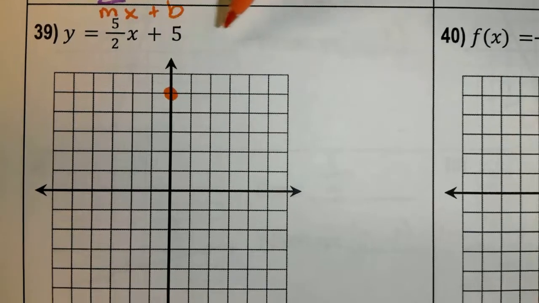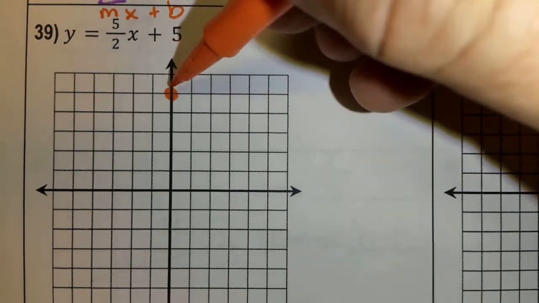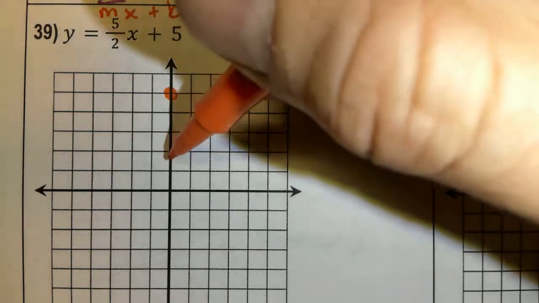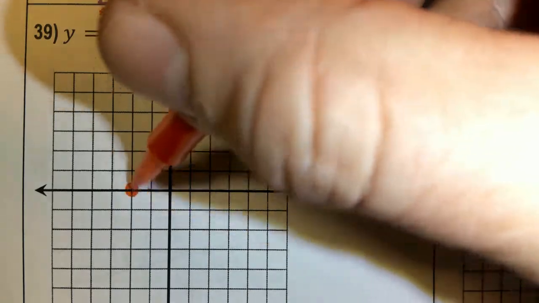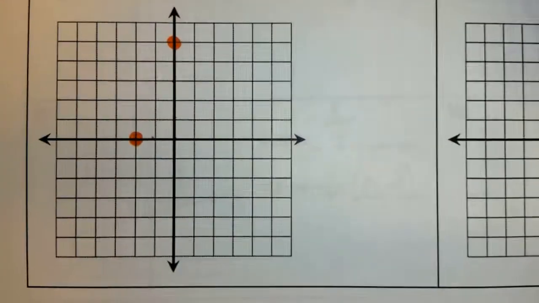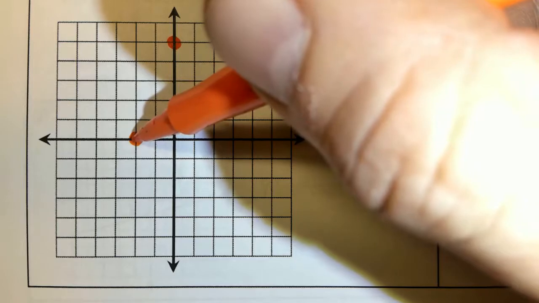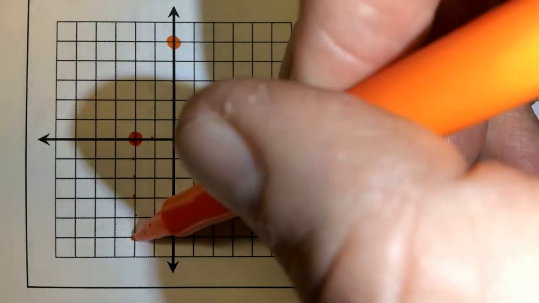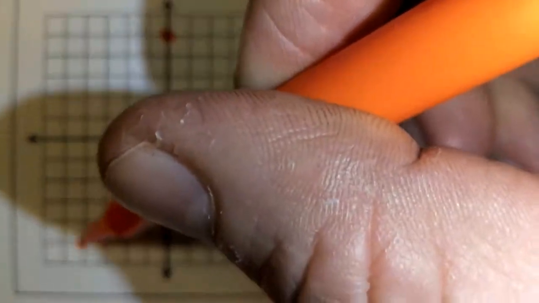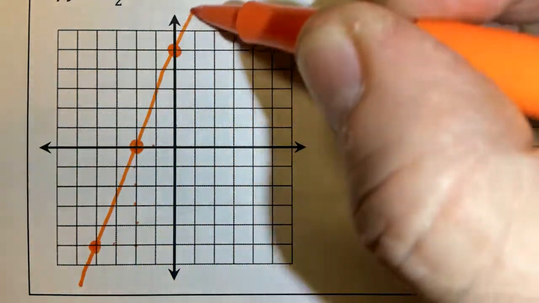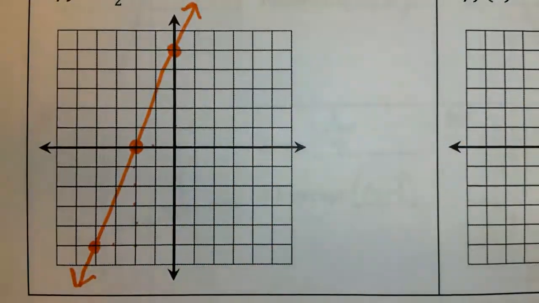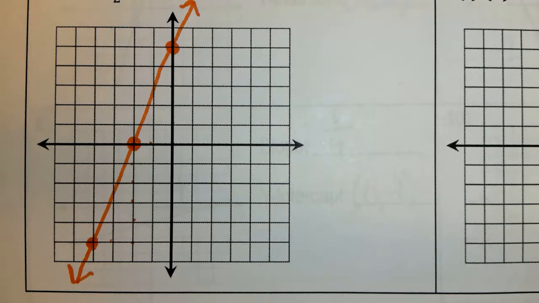So instead of going up 5, right 2, I'm going to go backwards. So opposite of up 5 is down 1, 2, 3, 4, 5. Opposite of right 2 is left 2, 1, 2. And because I like to get 3 points, I'm going to do it one more time. So opposite up is down, 1, 2, 3, 4, 5. Opposite of right is left, 1, 2. Ooh. I got 3 points, so I can draw my line. And I'm done with that question.